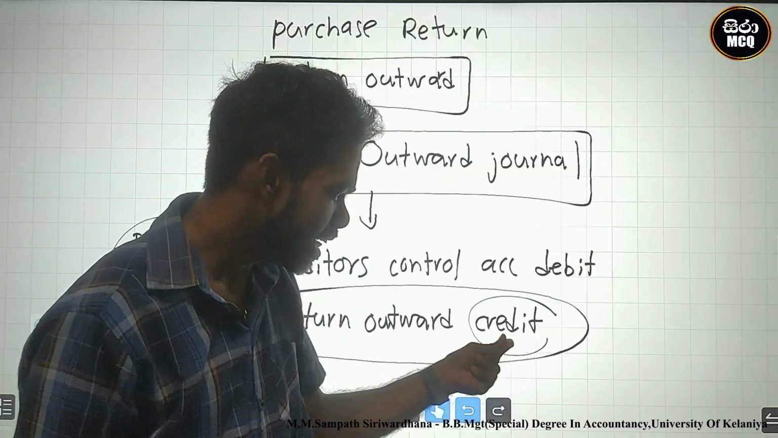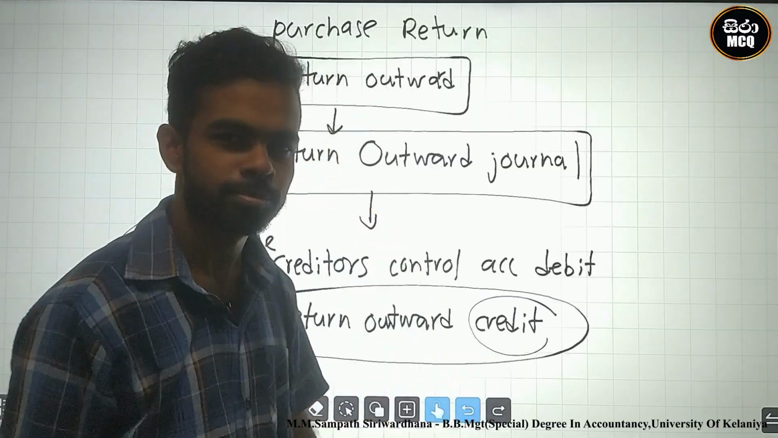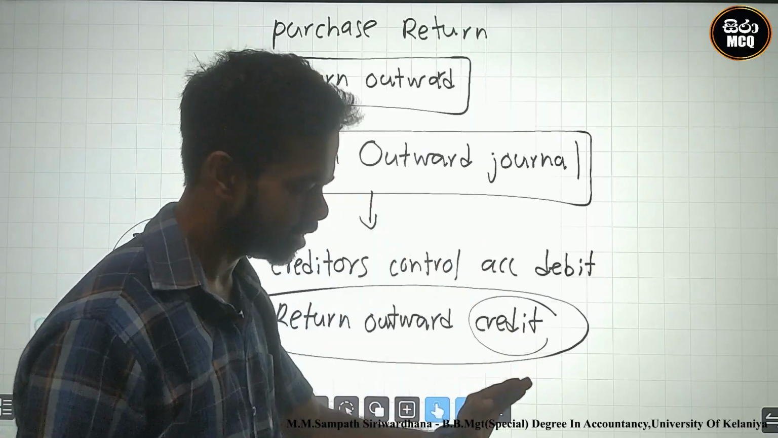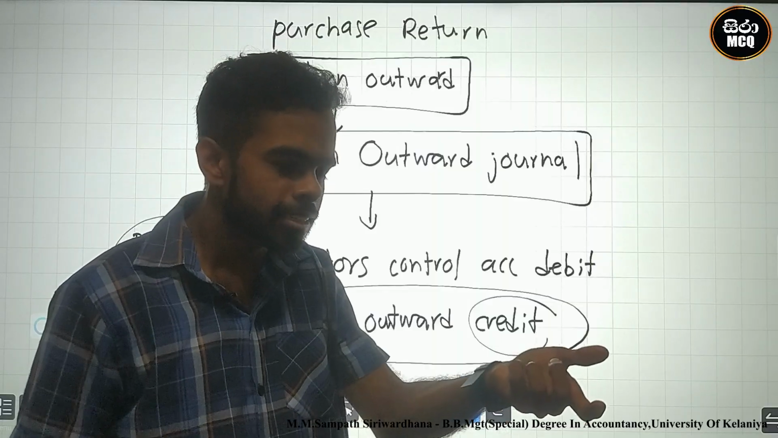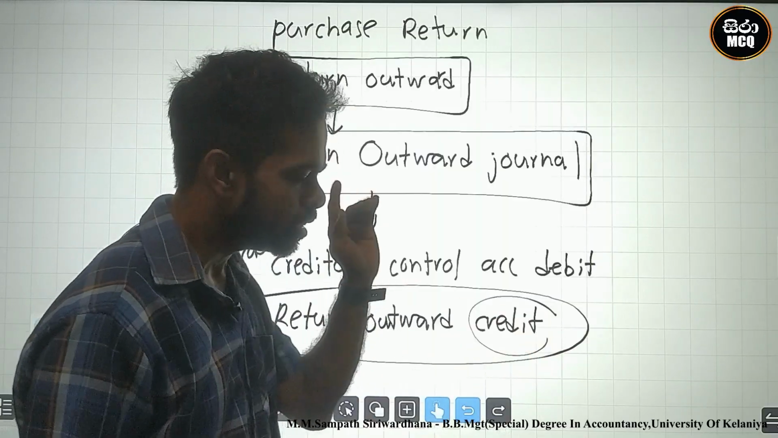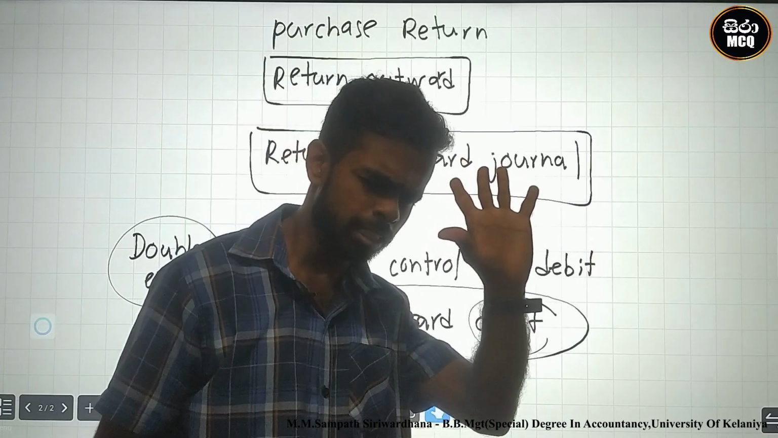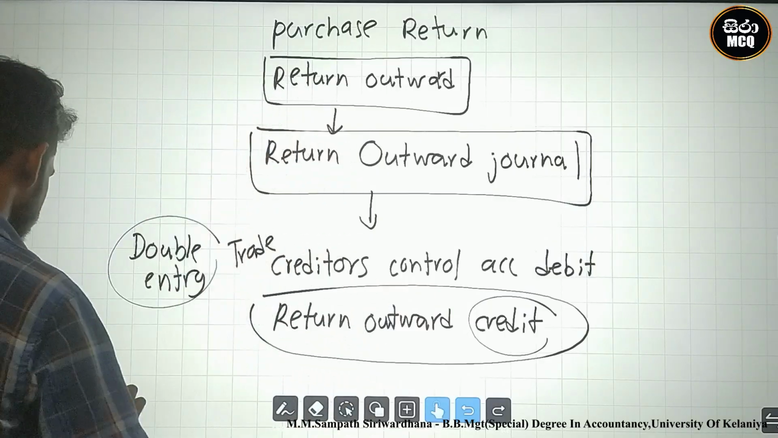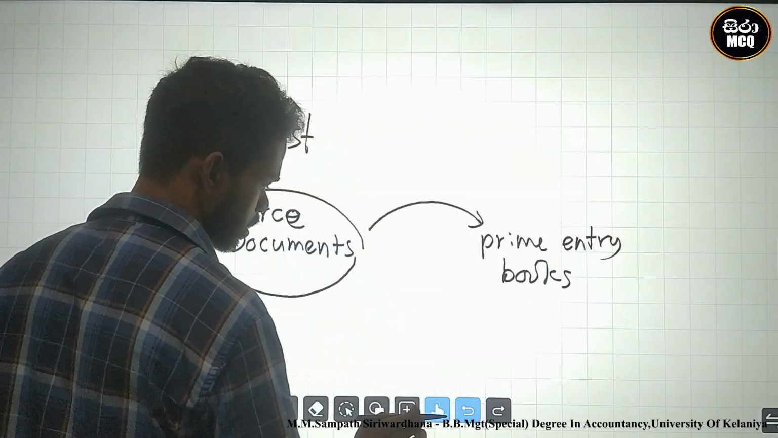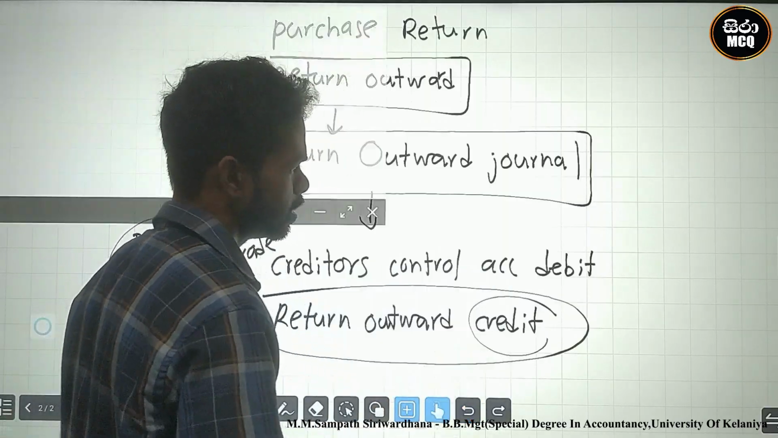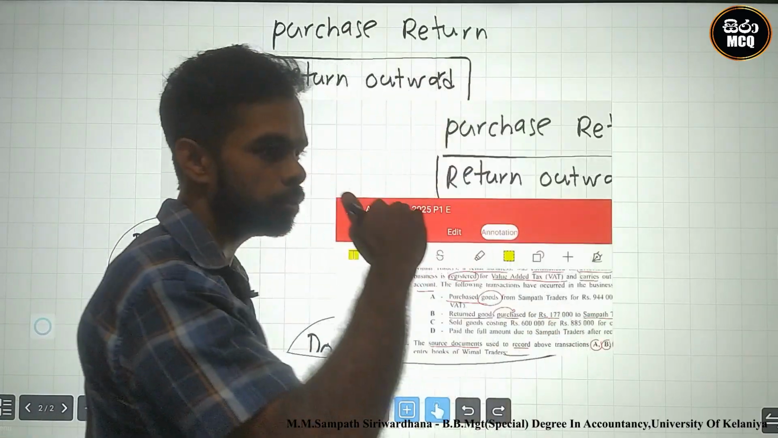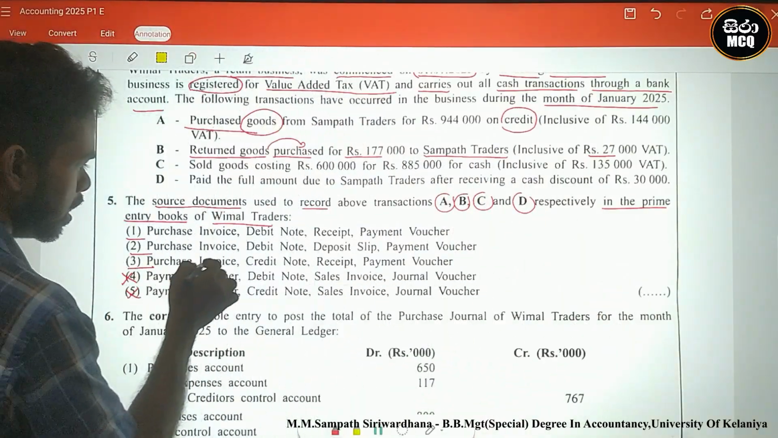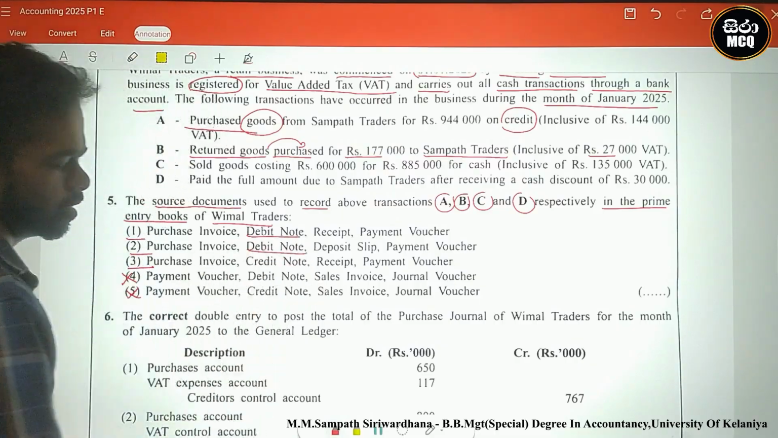What is the source document? Return outward is credit. The source document is a debit note. The source document is the opposite. Return outward is credit, so the source document is a debit note. Find it. Debit note is there. There are two answers.